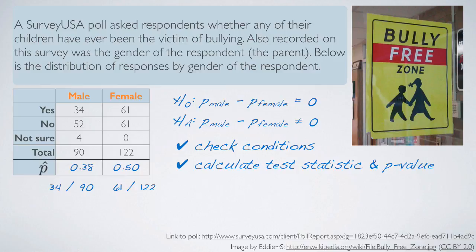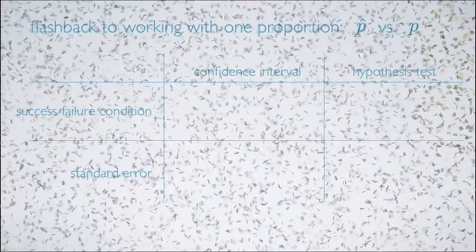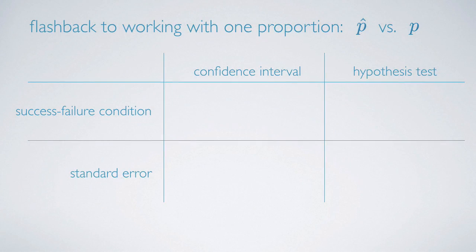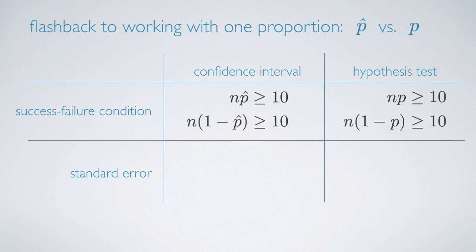We'll get to the calculations in a little bit, but let's flash back for a moment to working with one proportion. We talked about this idea of using a p-hat versus a p. And we said that when we're working with one proportion and we want to check the success-failure condition within the context of a confidence interval, we used our observed proportion to do that. So these are the observed successes and observed failures.